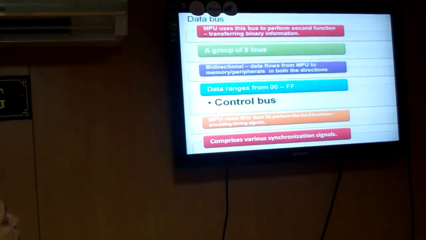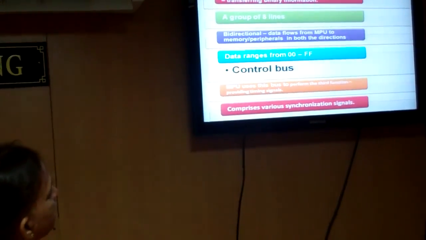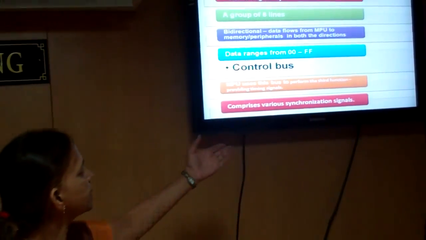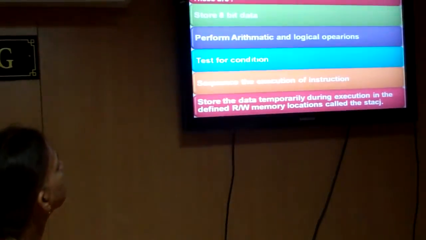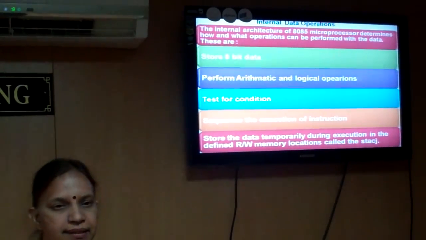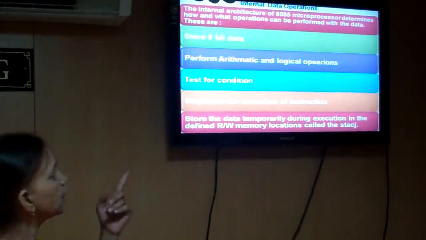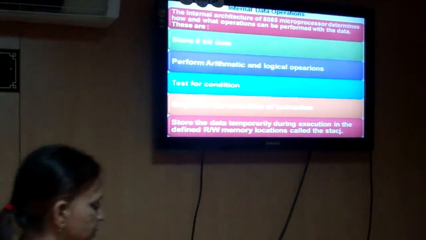Then we have what is known as a control bus. What is a control bus? As I already told you, this is giving you the synchronization signals. So till now, what we discussed are the microprocessor initiated operations. Next we are going in for internal data operations.